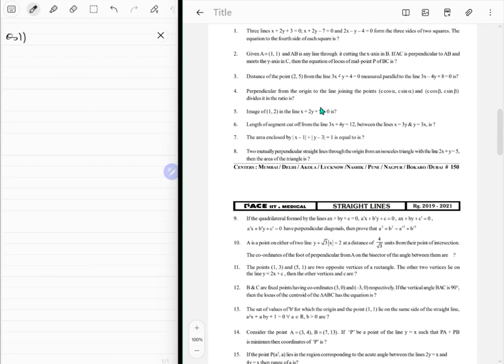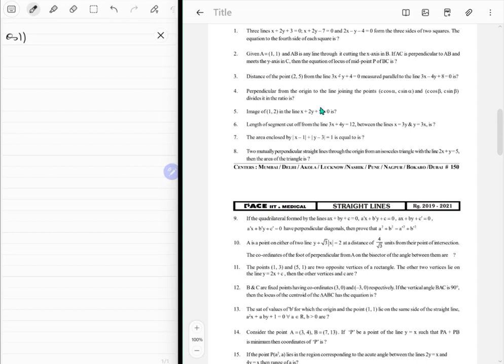Okay. Let's look at the lines. x plus 2y plus 3 equal to 0. x plus 2y, wait, the same thing. x plus 2y minus 7. So these lines are parallel, and then 2x minus y equals 4. Oh, that one is perpendicular to these two. The equation to the fourth side of each square.